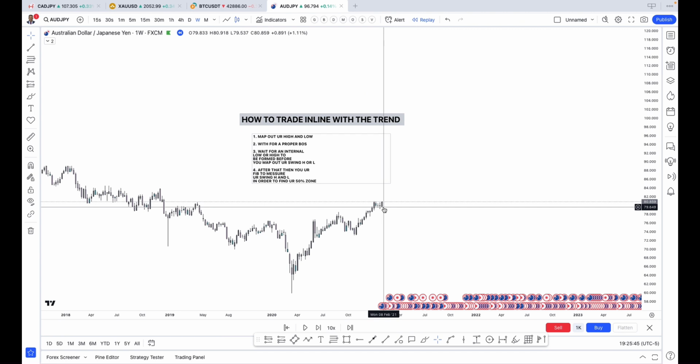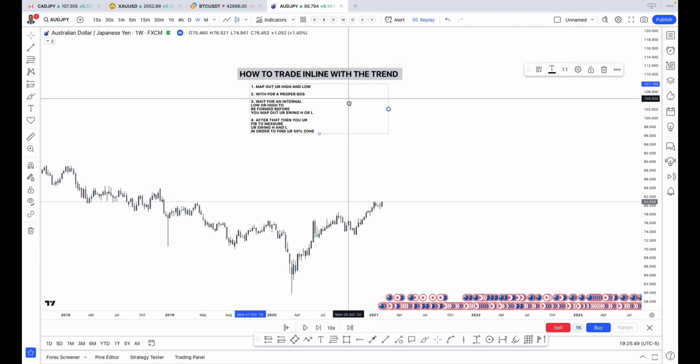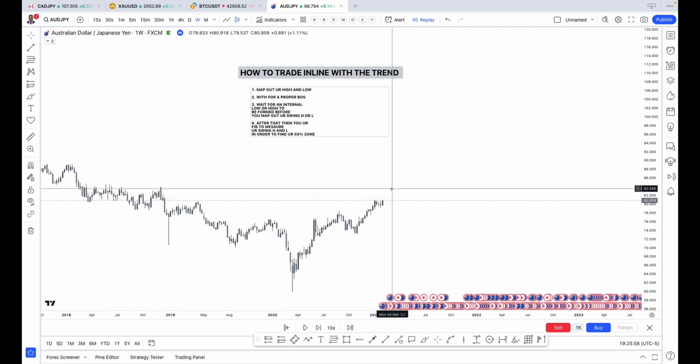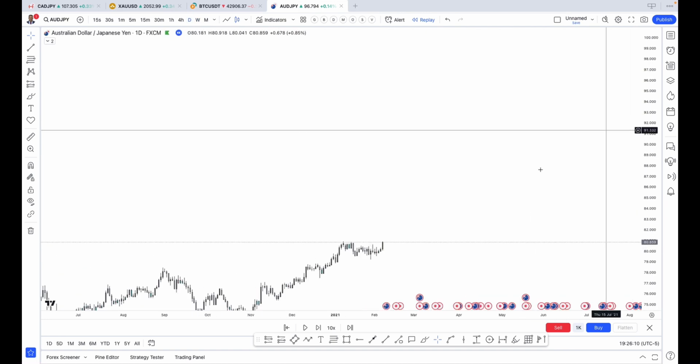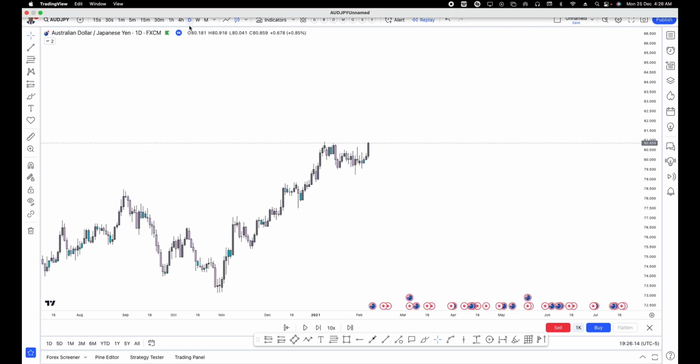I have replayed the market already to this extent it is right now, and what we are going to be looking at is Australian Japanese yen, of which I have replayed the market on a weekly time frame. As you can see here, we are on a weekly time frame. So what we're going to be doing right now is to drop to the daily time frame. So what do I consider first?